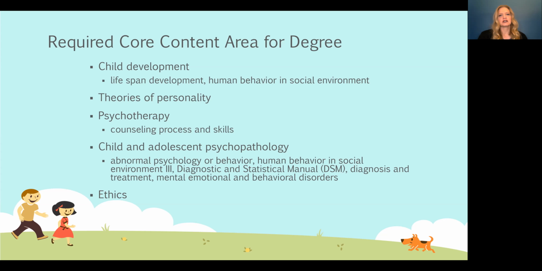There are certain core courses that need to be part of your degree that they'll be looking for when awarding your RPT. There needs to be a class on child development, so this could be lifespan development, human behavior, or social environment. Theories of personality, psychotherapy, skills such as microskills or methods, and child and adolescent psychopathology. So courses that would meet this would be things like abnormal psychology, the DSM class, a diagnosis and treatment course. And finally, a course on ethics.